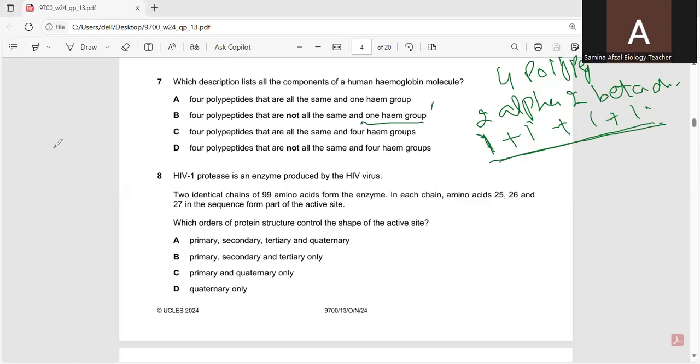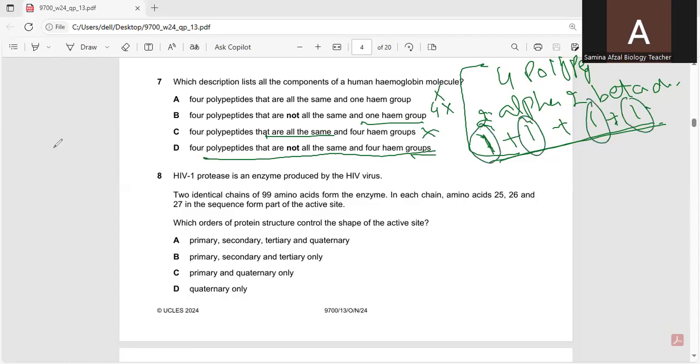They contain 4 heme groups. For 4 polypeptides that are all the same and 4 heme groups, they are not the same. Again, these are not the correct options. 4 polypeptides that are not all the same and 4 heme groups, this is the correct one, that is they have 4 polypeptide chains, 2 alpha chains, 2 beta chains, and each chain contains its own heme group to carry the oxygen molecule. So D is the correct option.